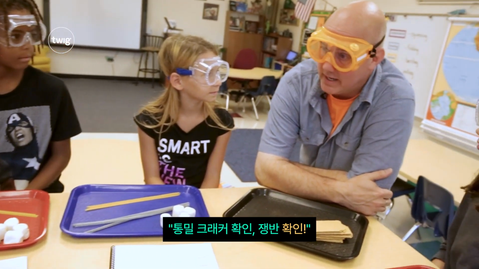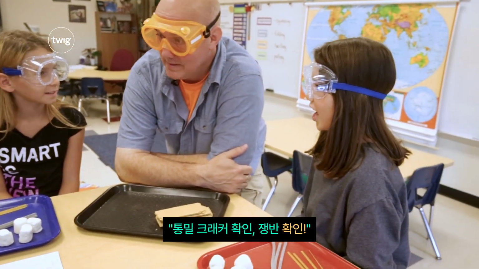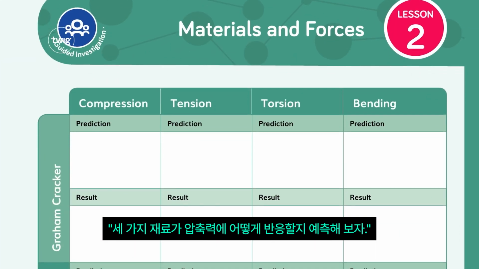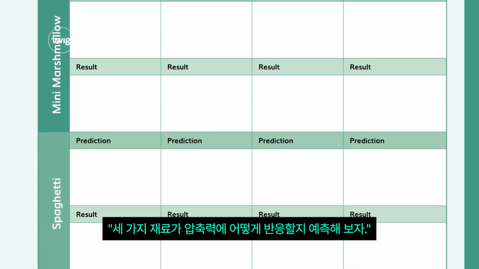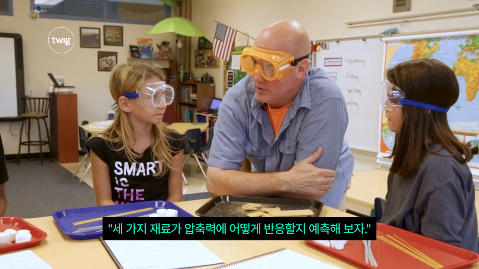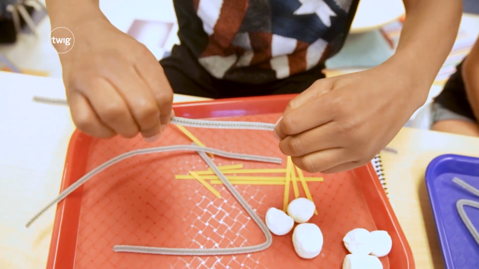Graham crackers? Check. Trays? Check. What I want you to do is we're gonna take our Twig books and we're gonna make predictions of how the force of compression will affect each of the 3 different materials on your tray. Good. Keep twisting.